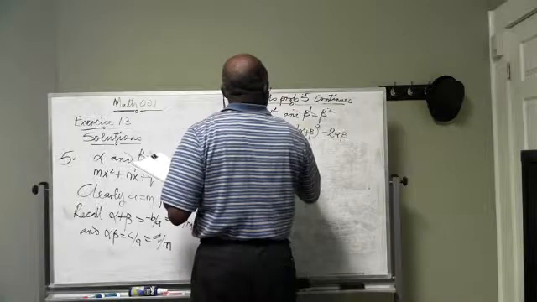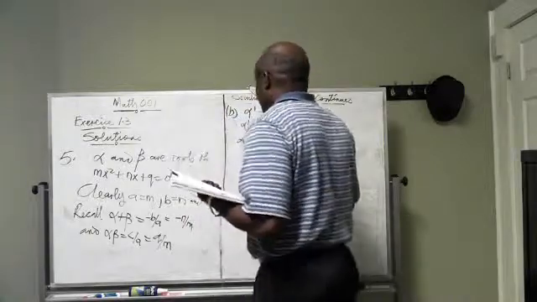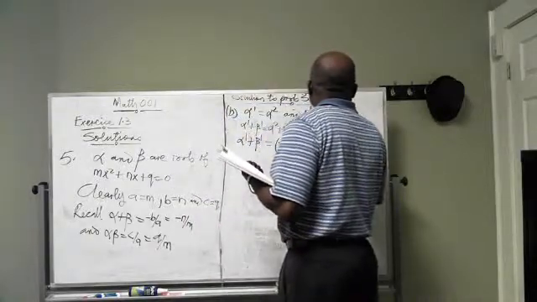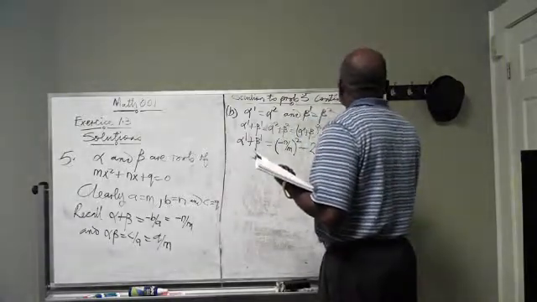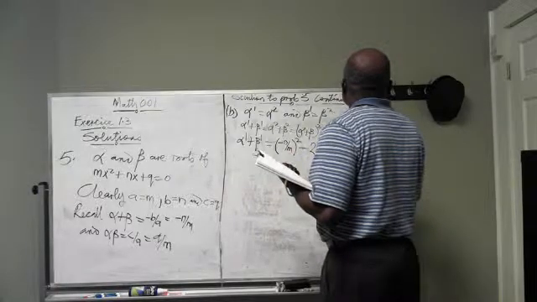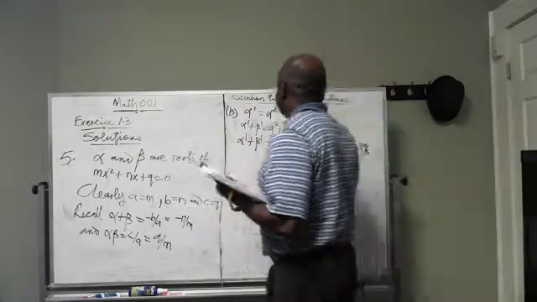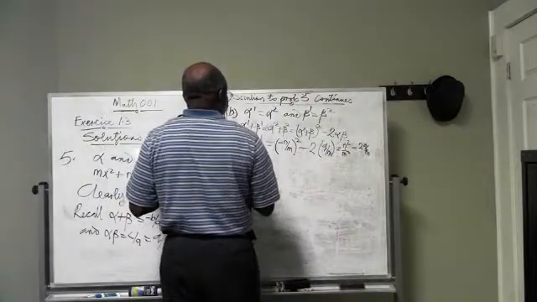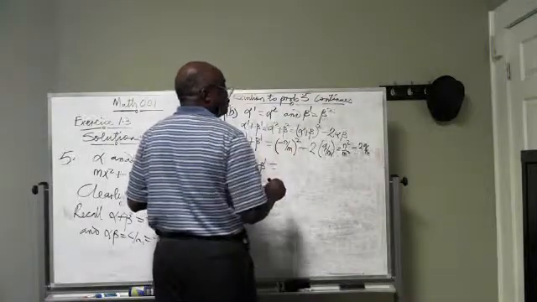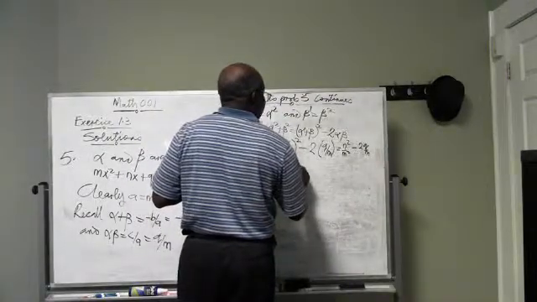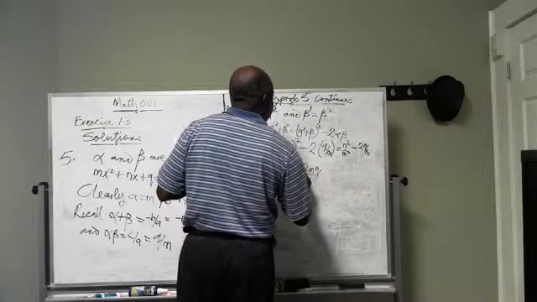minus n over m all squared minus 2 into q over m, which gives us n squared over m squared minus 2q over m, which results in alpha prime plus beta prime being equal to n squared minus 2mq over m squared.